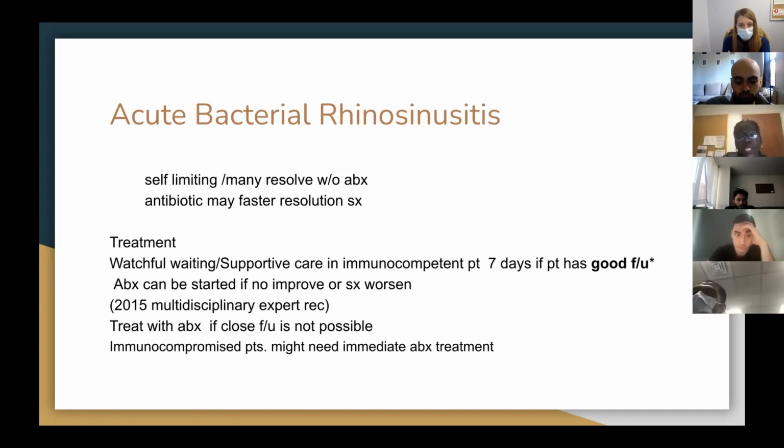So the approach has been watchful waiting and supportive care for 7 days, right? If you have good follow-up, you can just tell them, do the supportive care that we've done for the viral infection. And if things get better, leave it alone. If they don't get better, or they worsen, then you can give antibiotics. The caveat is that if you do not have good follow-up, and the person has acute bacterial rhinosinusitis, you go ahead and treat. And bacterial rhinosinusitis is not based on culturing, it's just really based on clinical presentation. So if the person is immunocompromised, go ahead and treat because they are at higher risk of having complications.